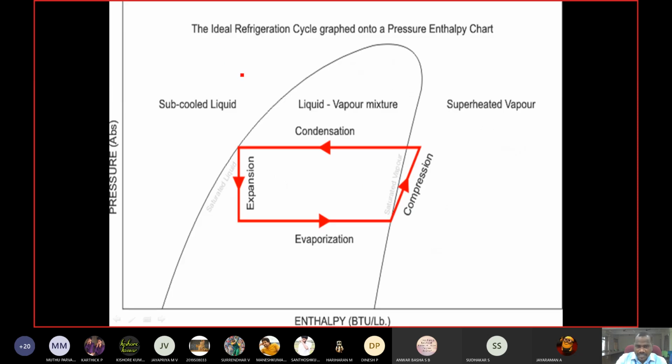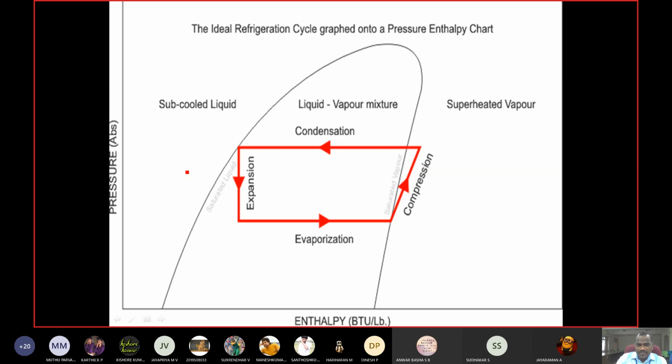So the ideal refrigeration cycle graphed onto a pressure enthalpy chart is given here. So we can have a P-H diagram again. The evaporation process will give you an isobaric process. Then the compression process will give you an isentropic process. Then this condensation process will again give you an isobaric process. Then this expansion device will give you an isenthalpic process.